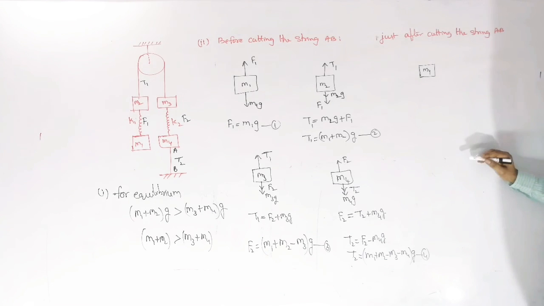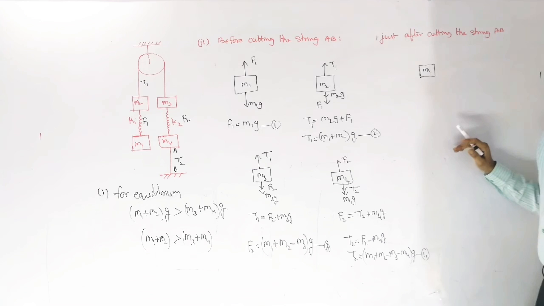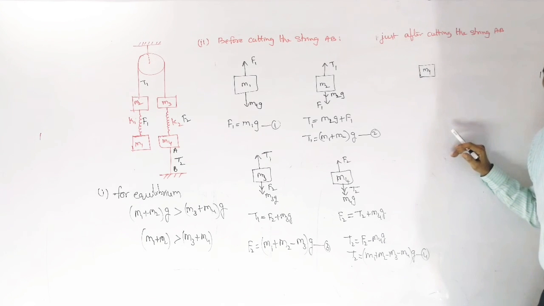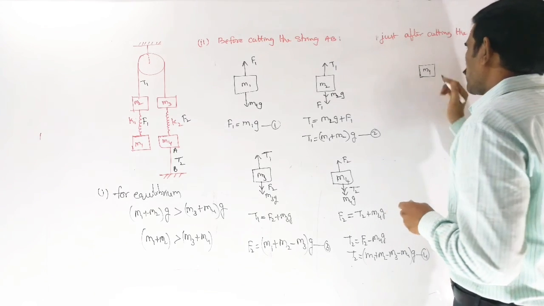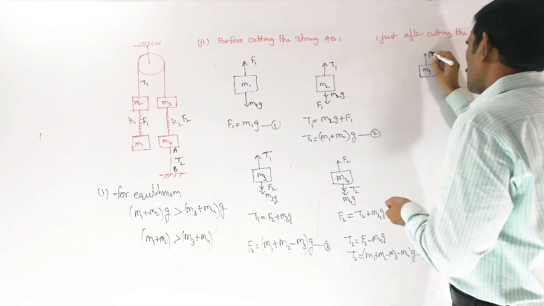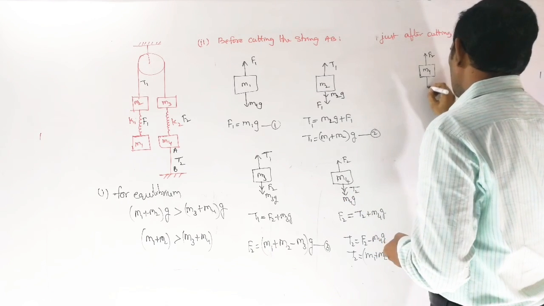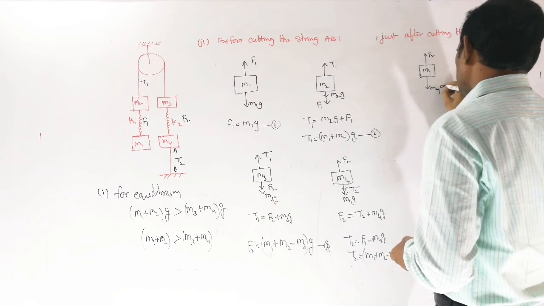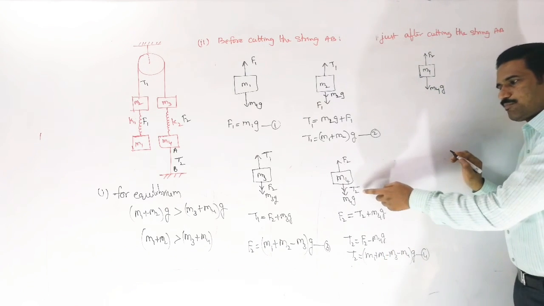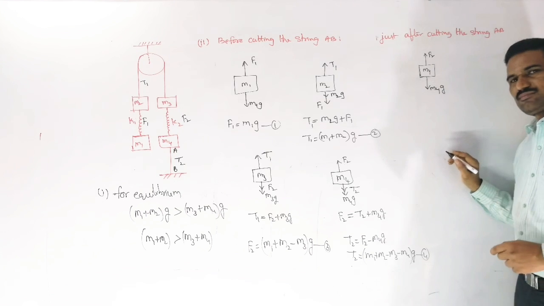So just mention that point here, then we can draw this free body diagram. Just after cutting the string AB, there won't be any changes in the spring force F2. So now I am drawing the free body diagram. This F2 will remain the same here, and M4 G will be there in the downward direction. Compared to before, T2 is not there.